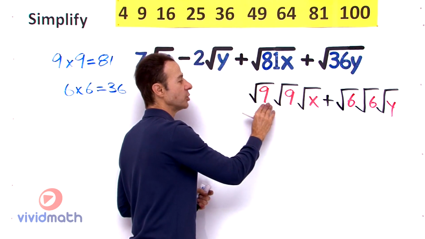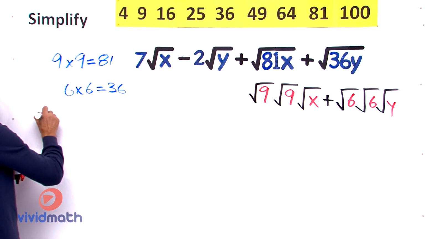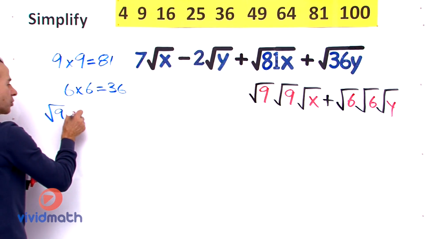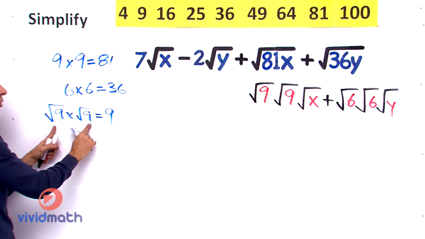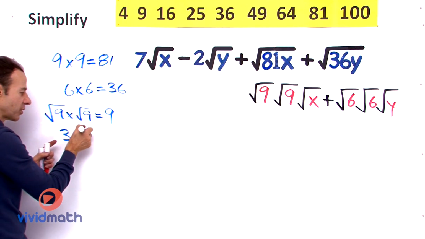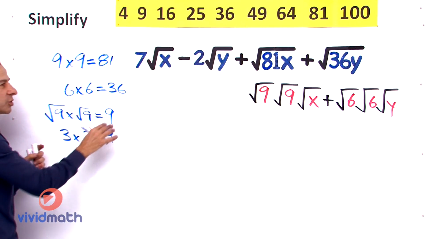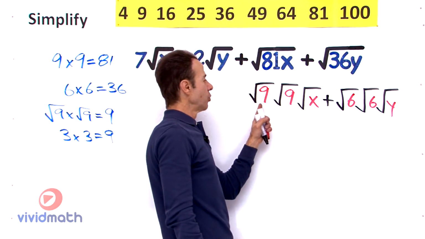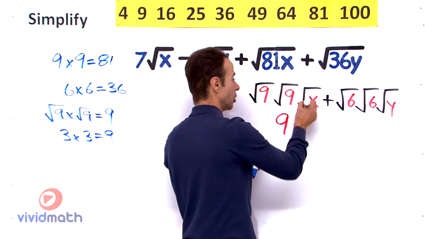Now, what is root 9 times root 9? Well, root 9 times root 9 is the same as 9, because they're both square rooted. Now, the square root of 9 is 3, times the square root of 9 is 3. That also equals 9, so that's a good check. Root 9 times root 9 is 9. So we can change that root 9 and root 9 into just 9. So that's 9 root x.